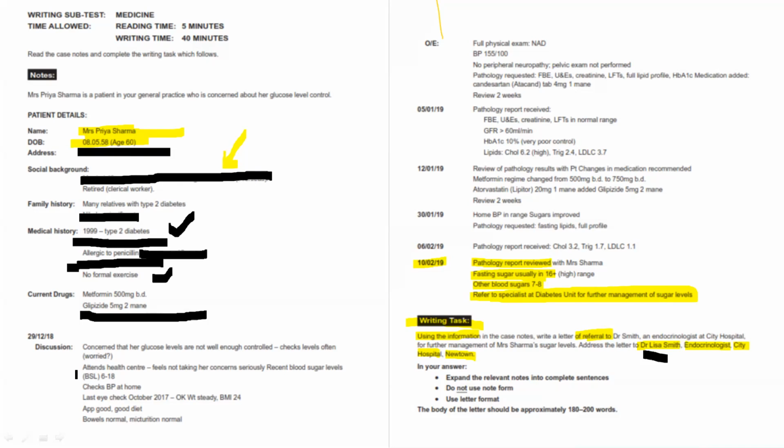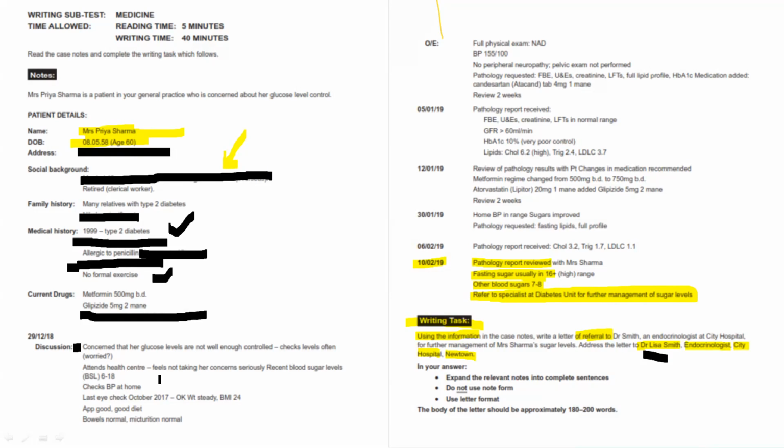Okay, doctor. After that, Dr. Anas. In the first note, the task is telling you that the patient was worried and concerned about her glucose level. Is it important to mention this? It is important, always important to mention concerns. Yes, of course.